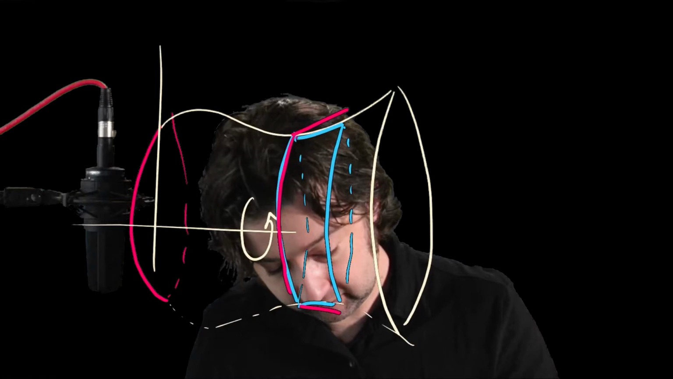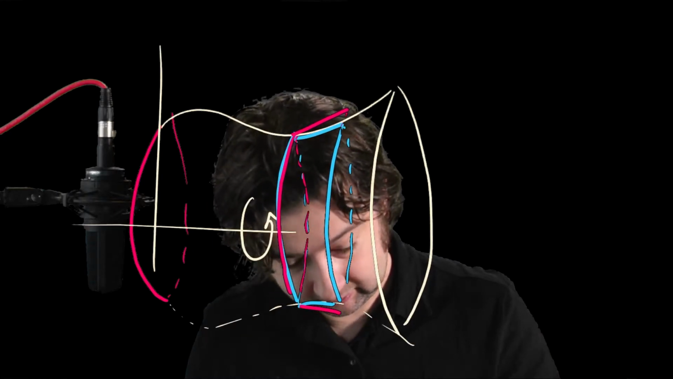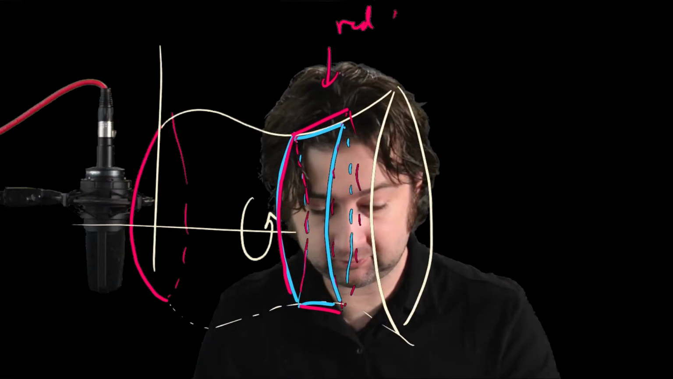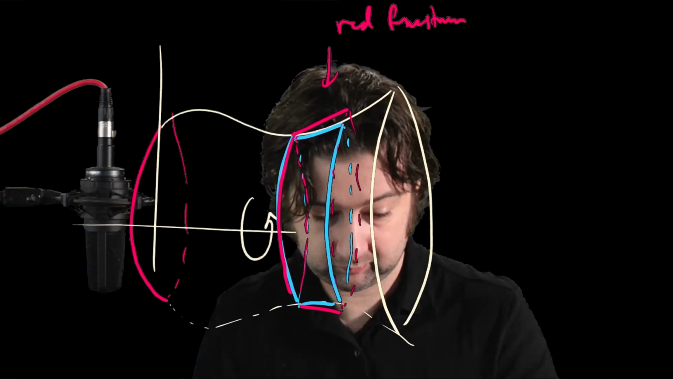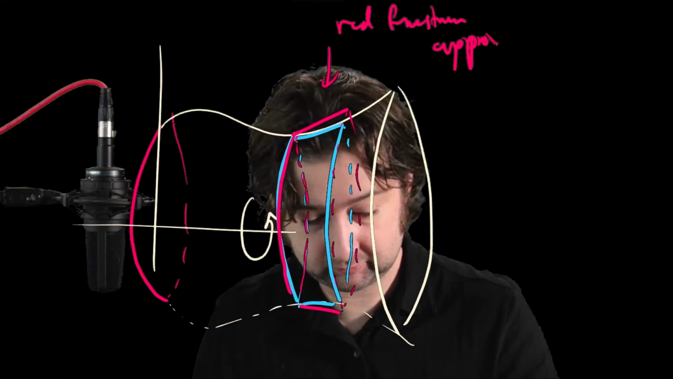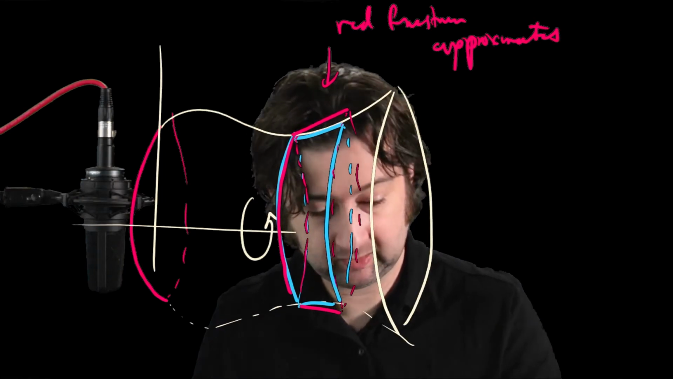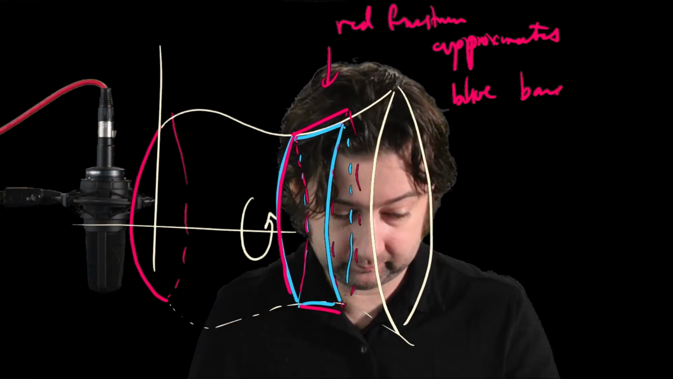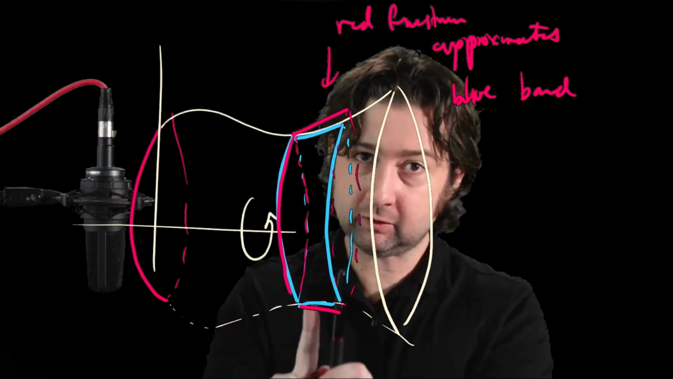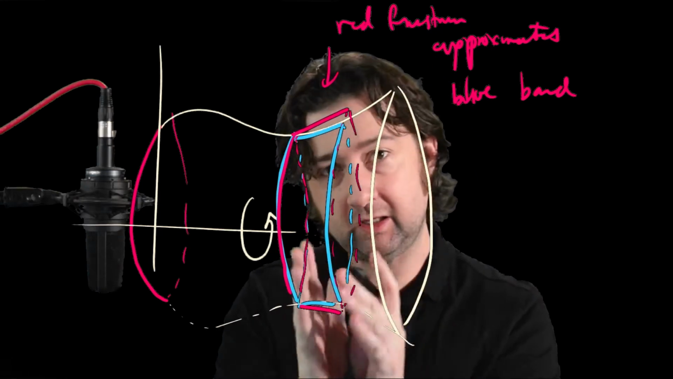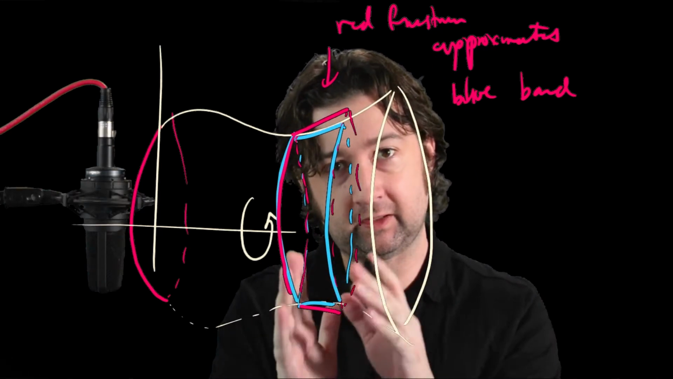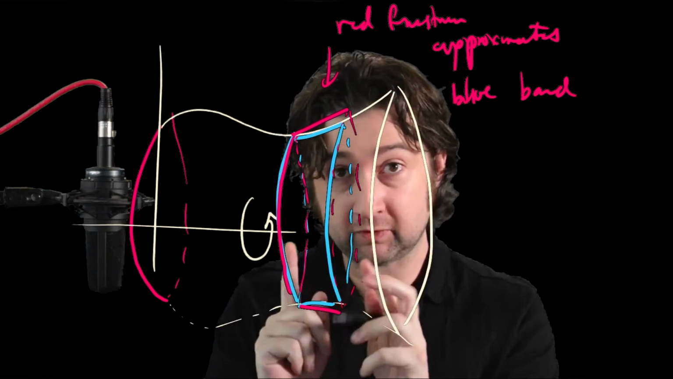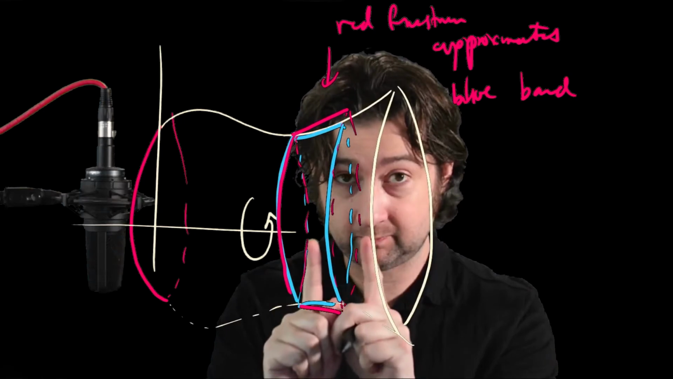And I can keep the same endpoints, but that red frustum approximates the blue band. So I'm going to cut the surface of revolution up into these bands, and each one of those bands I'm going to think of as being like a frustum, and then I can use the surface area formula to figure out what the surface area of each individual band is.